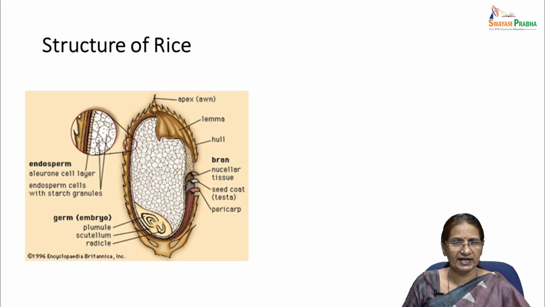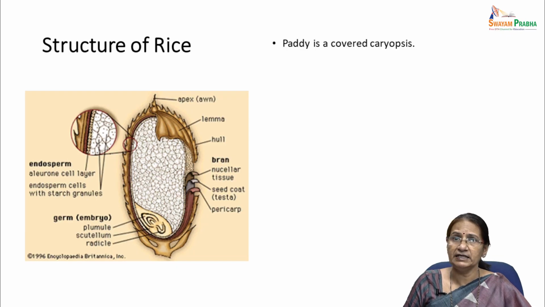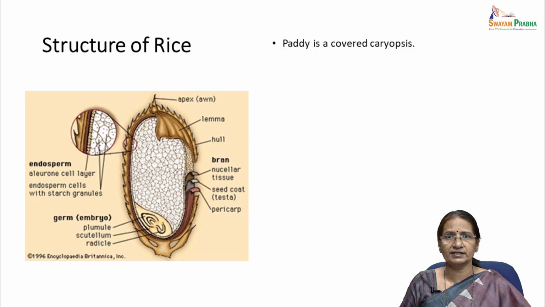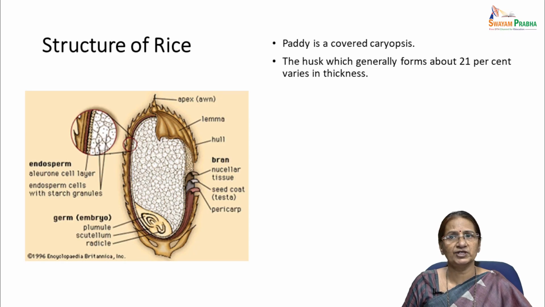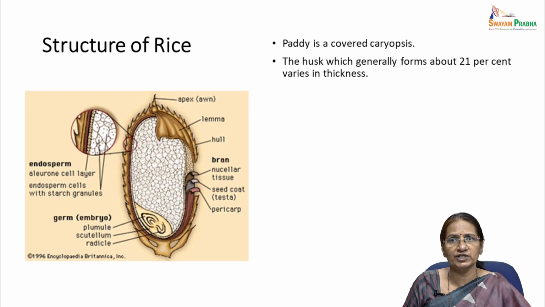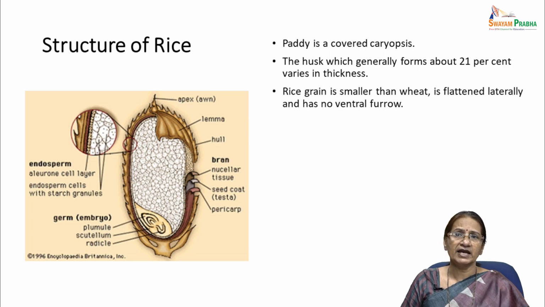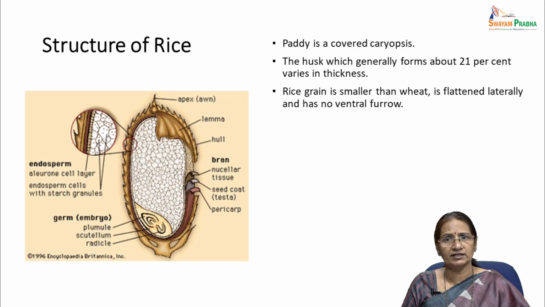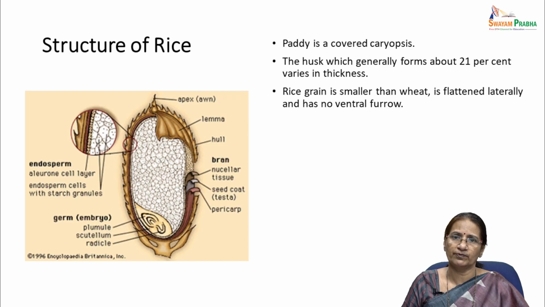Now, structure of rice. Paddy is a covered caryopsis. The husk, which generally forms about 21%, varies in thickness, and the ease with which it can be separated from the kernel differs in different types of rice. Rice grain resembles wheat but is smaller than wheat, is flattened laterally and has no ventral furrow.